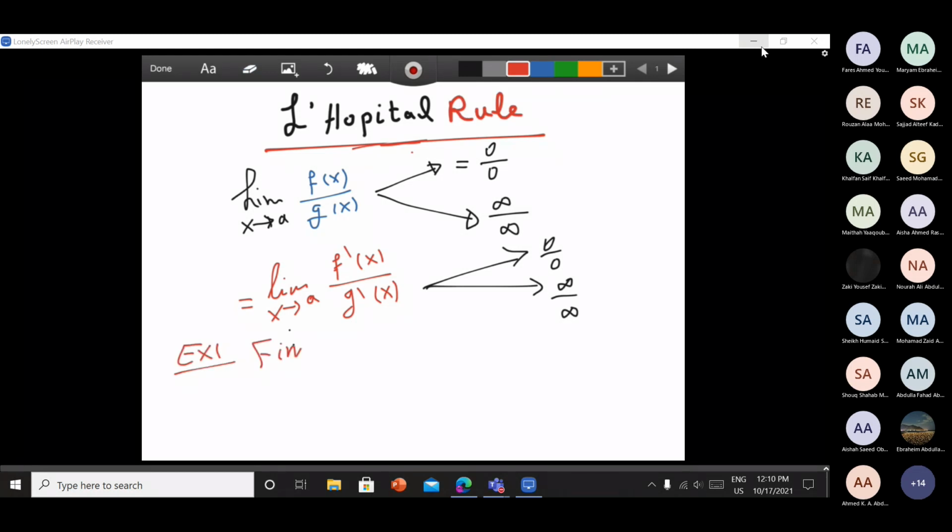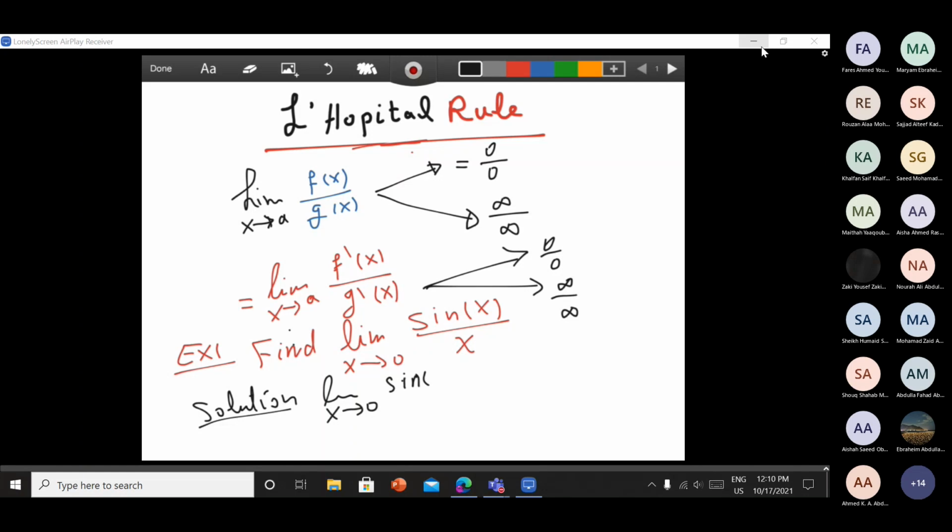Find the limit when x tends to 0 for sine x over x. Of course, if I substitute, limit x tends to 0 for sine x over x, I will have 0 over 0 because sine 0 is 0, right?